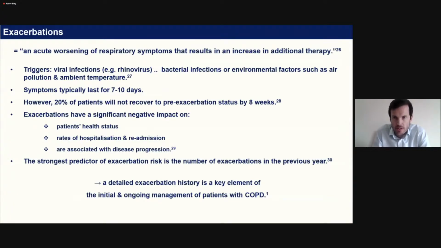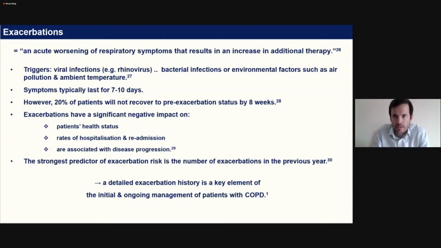Now to exacerbations. Treatment and prevention of acute exacerbations is one of the key elements of effective COPD management. An exacerbation of COPD is defined as an acute worsening of respiratory symptoms that results in an increase in additional therapy. Exacerbations are typically triggered by viral infections, most commonly rhinovirus, although bacterial infections or environmental factors such as air pollution and ambient temperature may also trigger or amplify exacerbations.